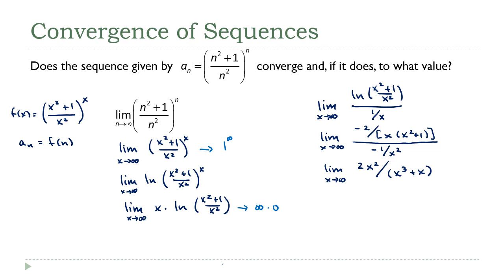We know what that limit is. It's a rational expression. The degree of the denominator is bigger than the degree of the numerator, so this is going to be 0. Right? Now I still have to undo this logarithm part that I did over here. Right? So my answer is going to be e to the 0, which is 1. That's what the original sequence converges to.